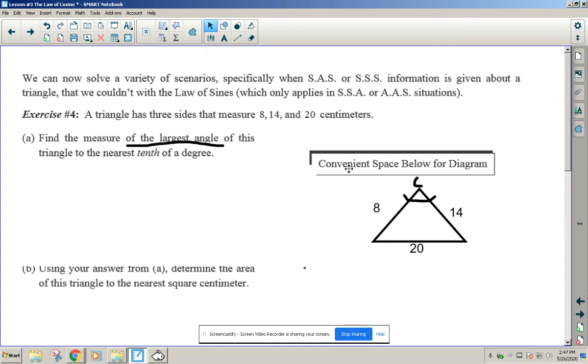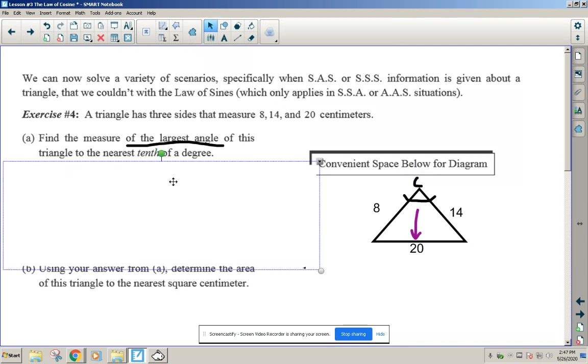A triangle has 3 sides. So here I drew my triangle. They want you to draw your triangle. I drew my triangle, and they want you to find the largest angle. Well, the largest angle, guys, has to be opposite the largest side. So if 20 is the largest side, here's my angle L, my largest angle.